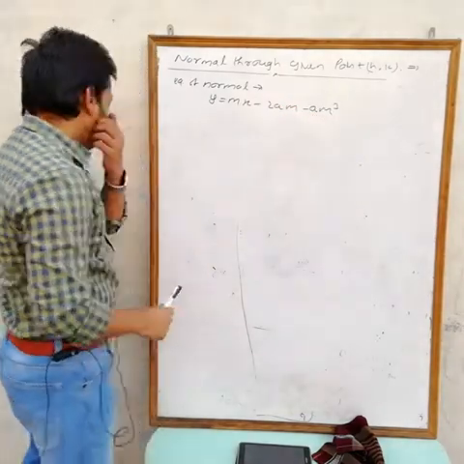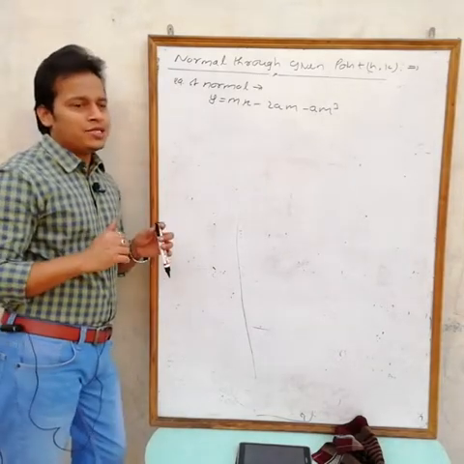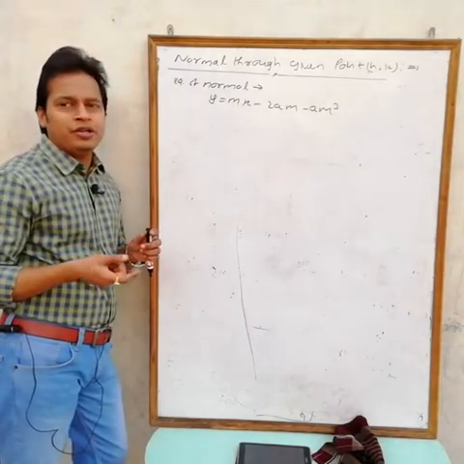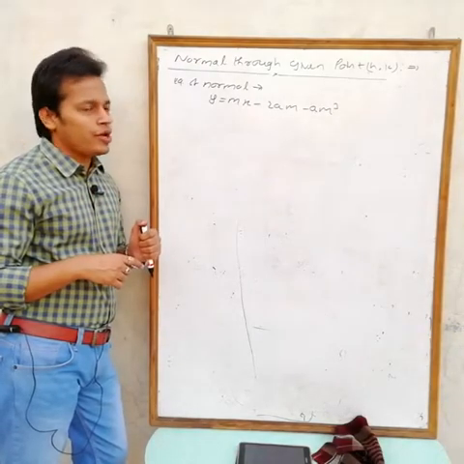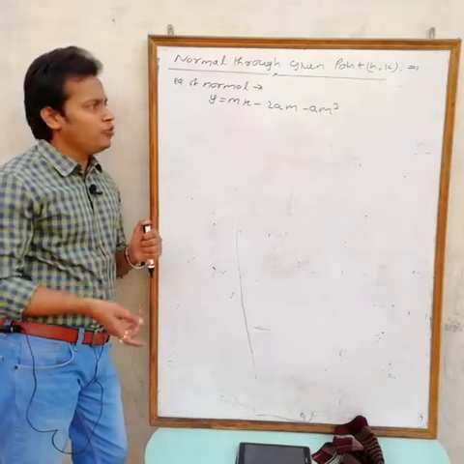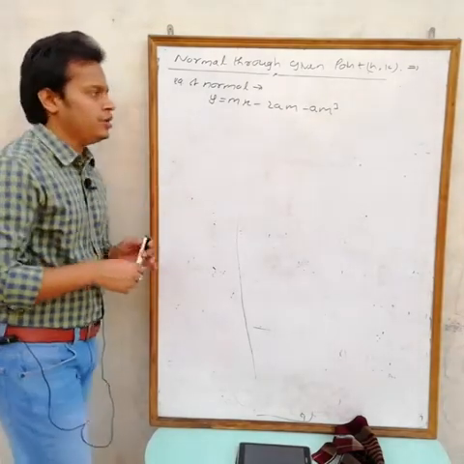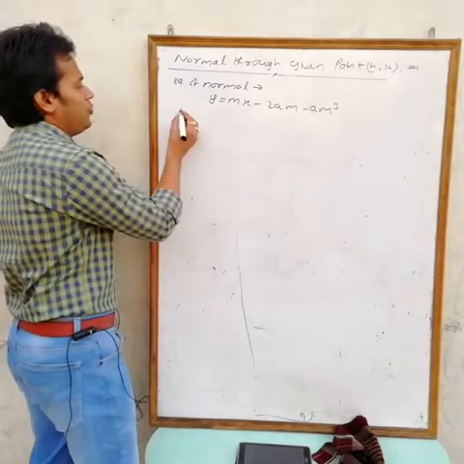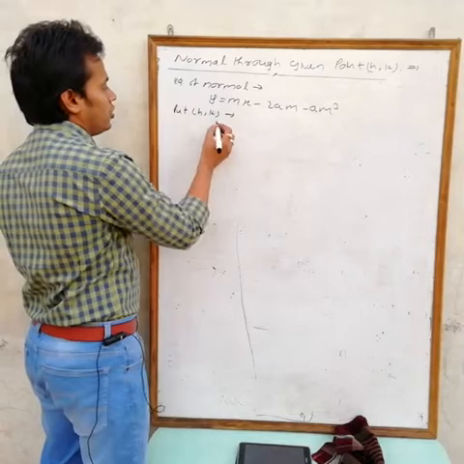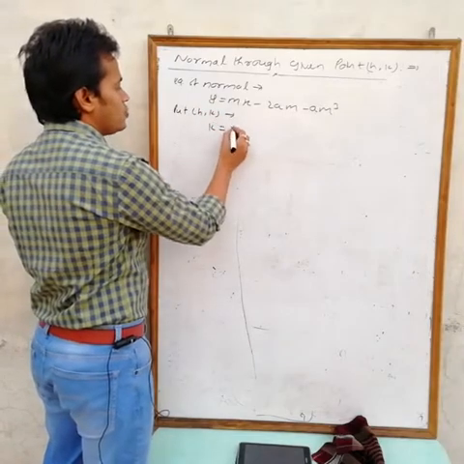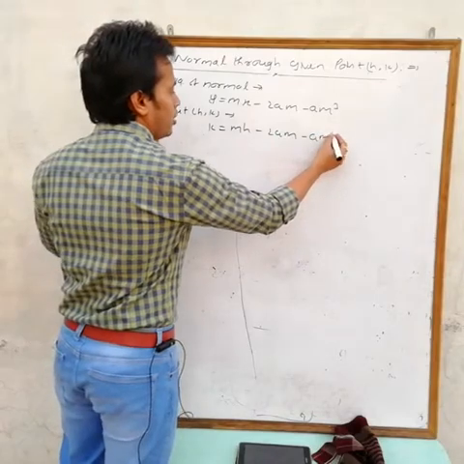Okay, this is the equation of the normal. But actually what we want at this time is that the normal passes through h comma k. If the normal passes through h comma k, then we have to put h comma k in this equation. Yeah, obviously. So put h comma k. If you put h comma k, then what will you get? k equals mh minus 2am minus am cube.